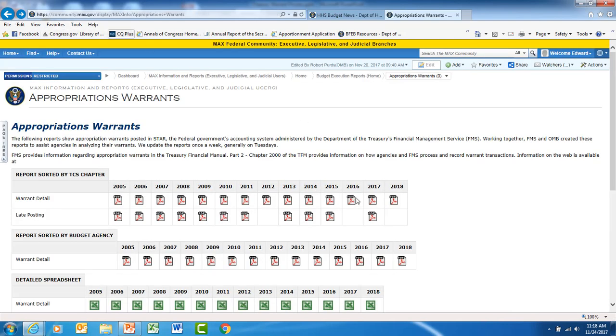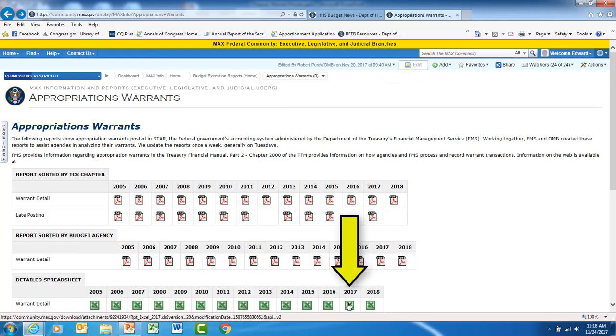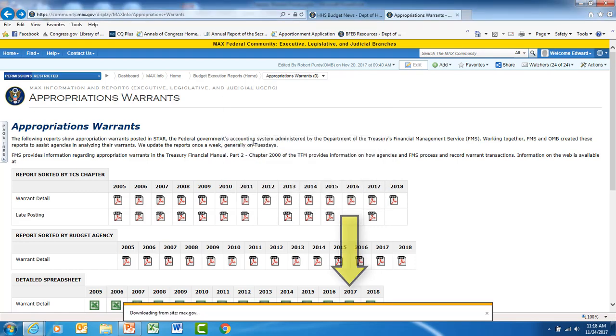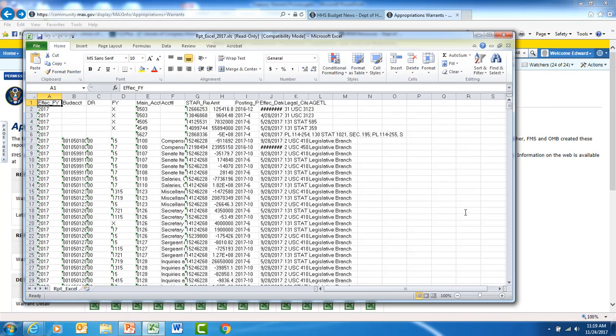If you would like to have a spreadsheet with this amount, you can select the Excel icon under Warrant Detail for 2017. We'll open the file. This produces an Excel spreadsheet, which can be particularly useful in developing statistics on the numbers of warrants, types of accounts, and so forth. I used this report in preparing the materials for this video, for example.